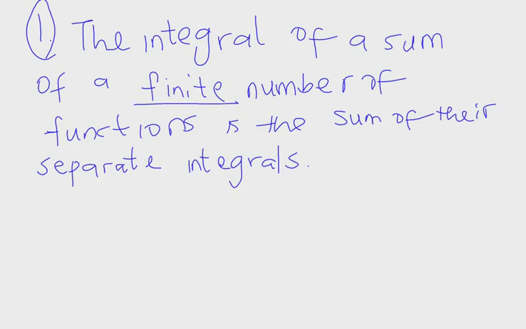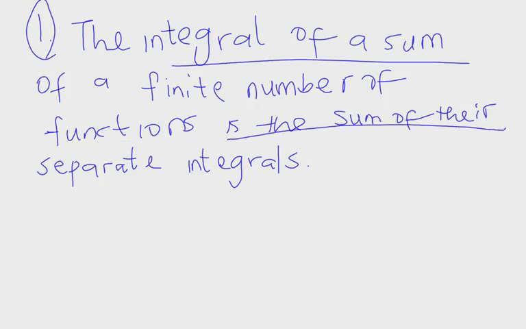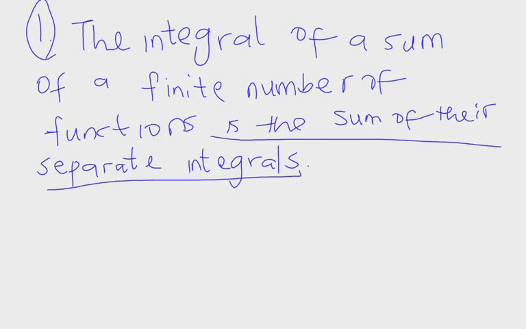Now, finite number is just talking about a number that you can count. So if you have a certain number of functions, like you can say these are 2 functions, 3 functions, 4 functions, that integral is the sum of their separate integrals. So what does that mean? Let's take an example.